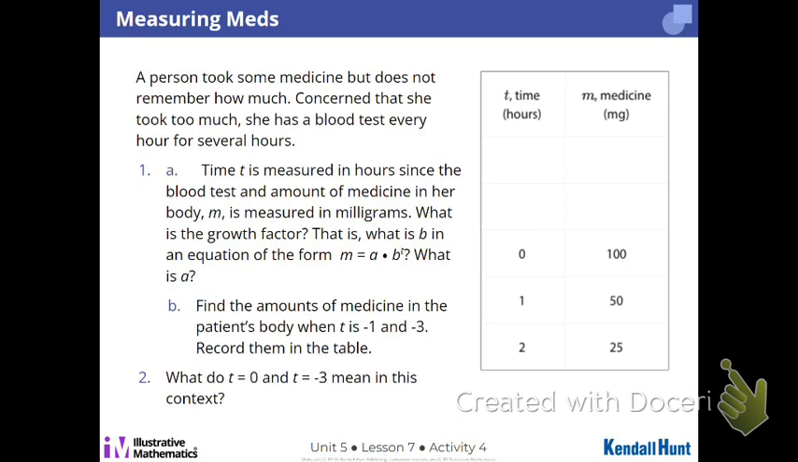Here's the mystery. This woman takes some medication, but she does not know how much medication she took, because she forgot. Using the table, we know how much medication is in her blood when she takes a blood test. But when she takes the blood test, it is not when she takes the medication, right?